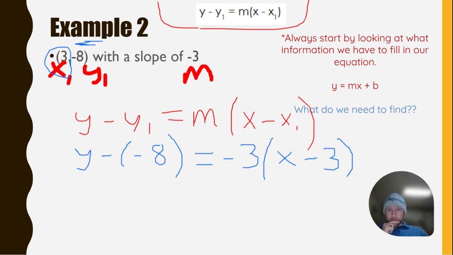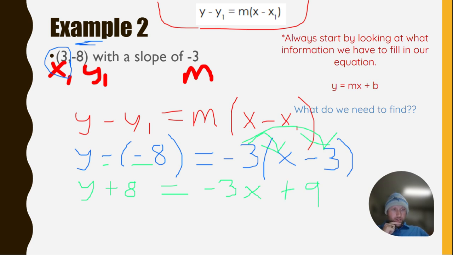Nothing too big that you guys can't handle. So we have y plus 8, because it's like a -1 times -8, which makes +8. So we have y plus 8 equals -3x. I'm just distributing here, right? And then -3 times -3 would be +9.